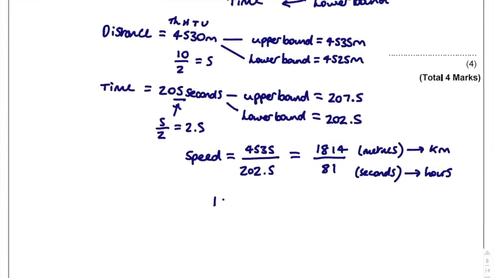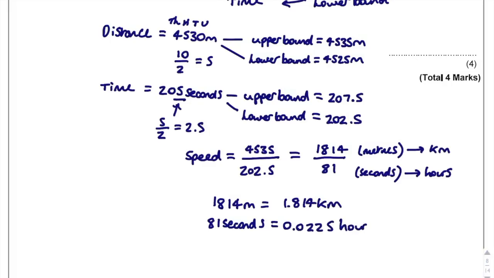We know that 1,814 metres is going to be 1.814 kilometres. Now, to work out 81 seconds in hours, we should know that there's 3,600 seconds in an hour. So, if we do 81 divided by 3,600, we get 0.0225. That's going to be our hours.